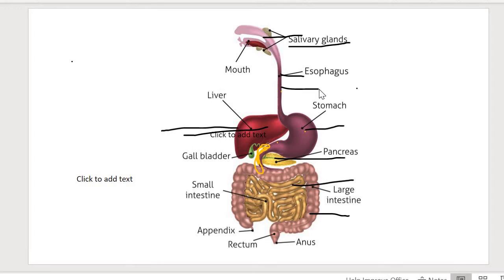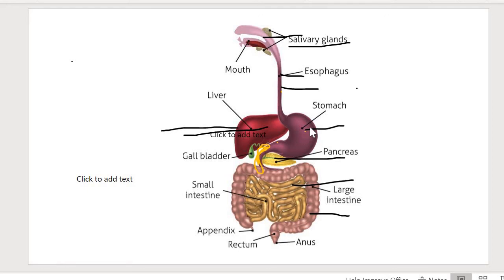After that, food enters into esophagus. The term used for the food in esophagus is bolus. Bolus is the food which forms after the digestion in mouth. Now bolus enters into esophagus. There is no digestion in esophagus. Inside the esophagus, there is just peristalsis movement which pushes the food from mouth to stomach.